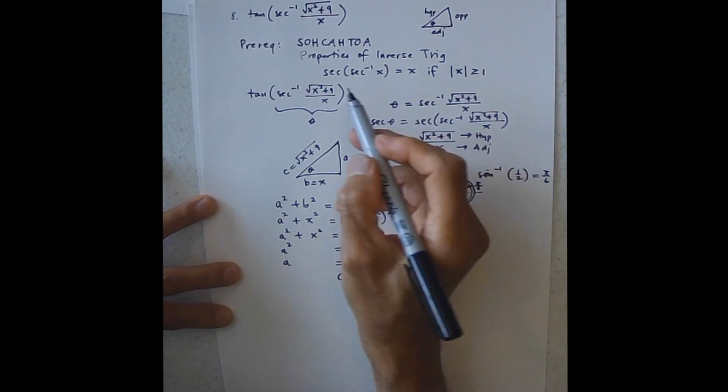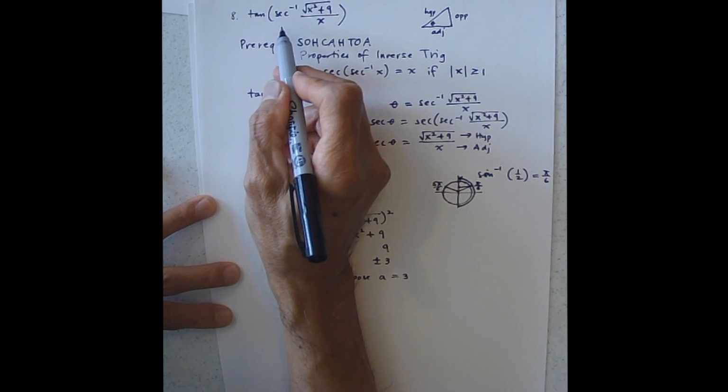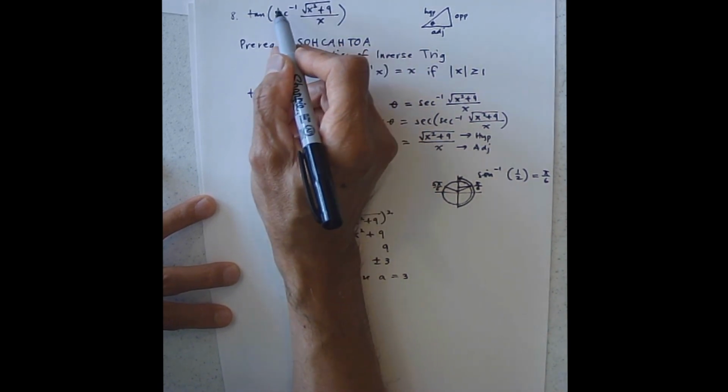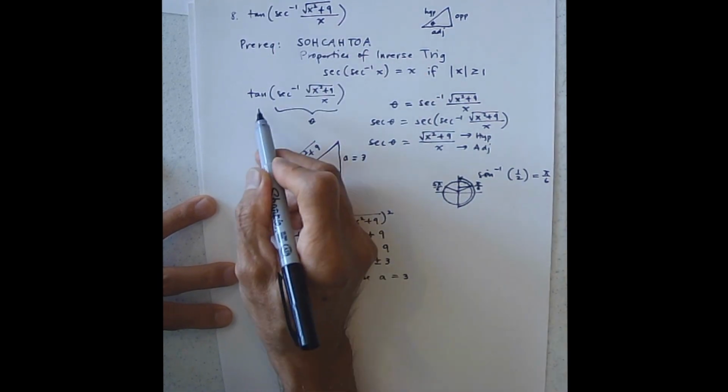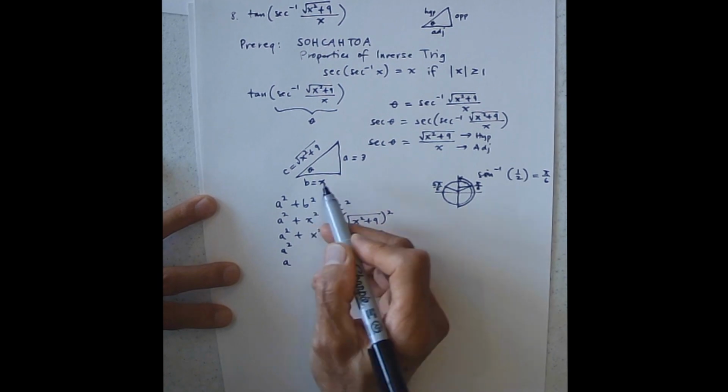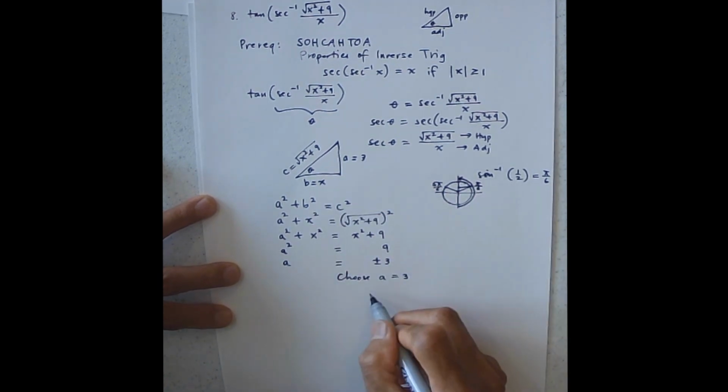So now, look at the problem. Tangent of arcsecant of the square root of x squared plus 9 over x, which we said is theta. So the problem is actually tangent of theta. And what is tangent of theta? 3 over x.